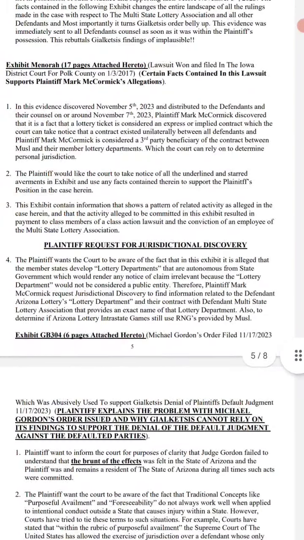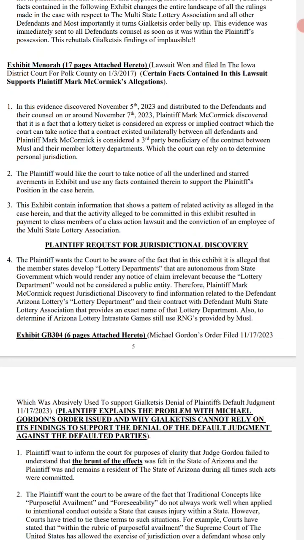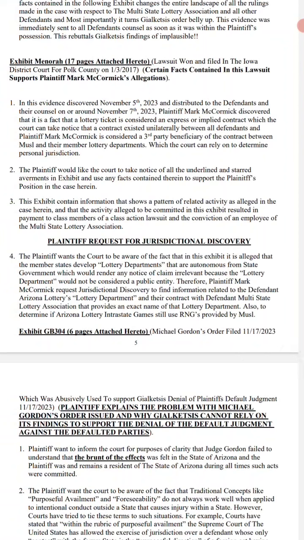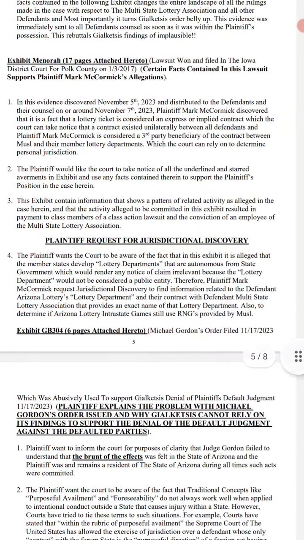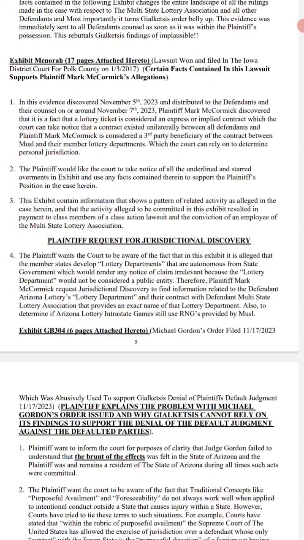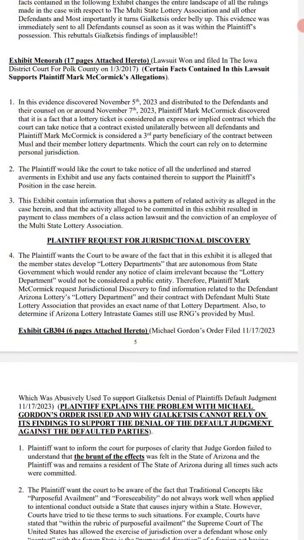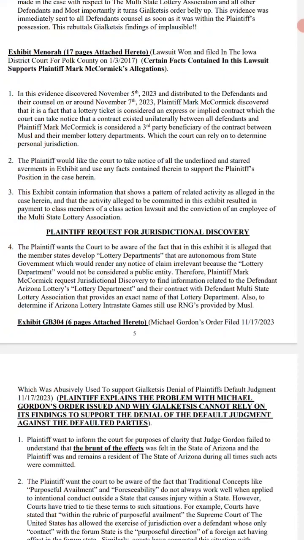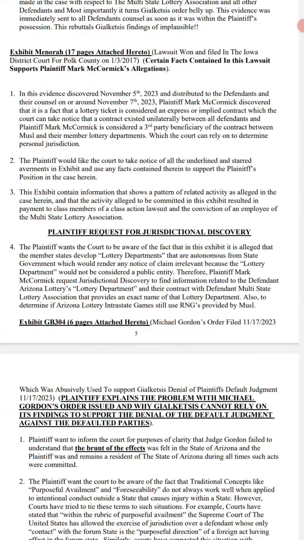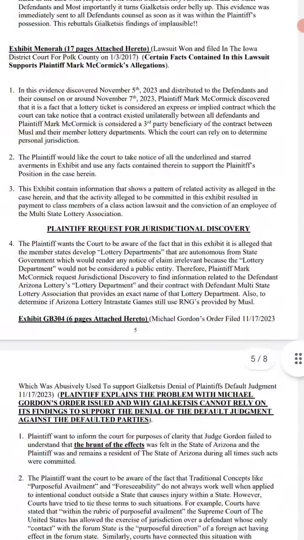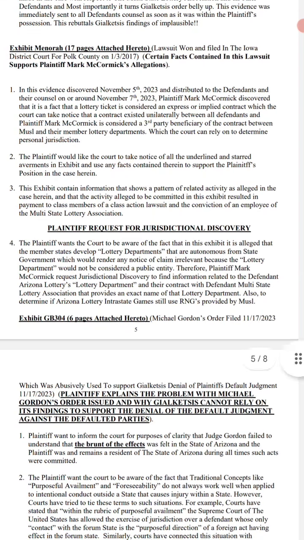Number 14. Plaintiff points to new evidence obtained November 5th, 2023 that supports his allegations in all lawsuits relating to the lottery claims. Plaintiff Mark McCormick was not in possession of such evidence and supporting facts before November 5th, 2023. The facts contained in the following exhibit change the entire landscape of all the rulings made in the case with respect to the Multi-State Lottery Association and all other defendants, and most importantly, it turned Gialketsis' order belly up. This evidence was immediately sent to all defendants' counsel as soon as it was within the plaintiff's possession. This rebuts Gialketsis' findings of implausible.